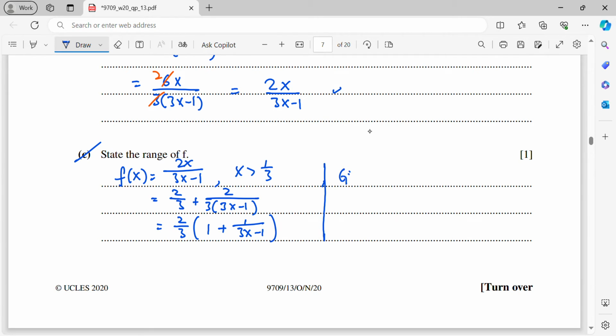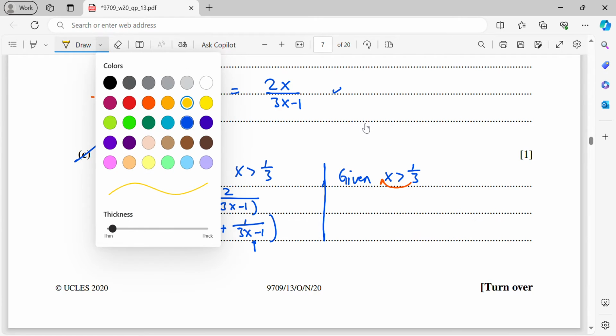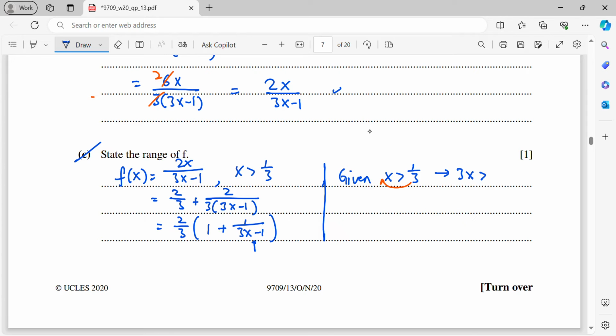Okay, so now continue here. Given the x value is greater than 1 over 3, I want to find out what happened to my 3x minus 1 over here. So from here, if you times 3, or move this 3 to the left side, it will be 3x more than 1. That means 3x is greater than 1. Here I need to find out what is my 3x minus 1, which means when I move the 1 to the left side, 3x minus 1 is greater than 0. So I'm confirmed that the denominator here is positive.